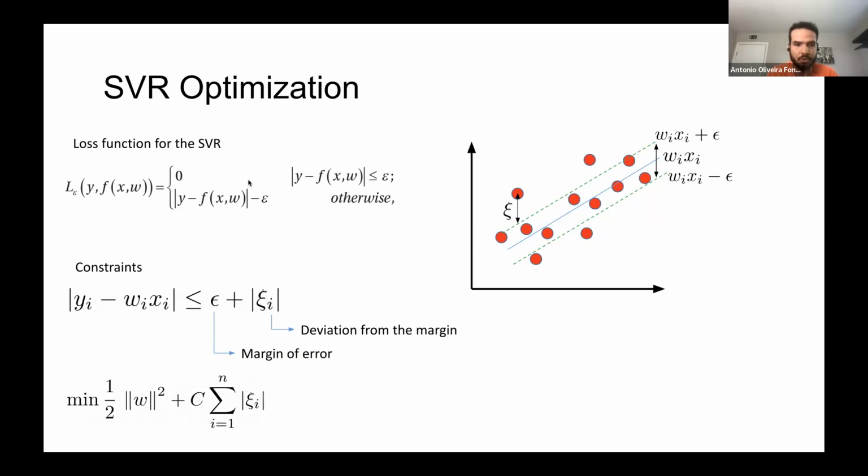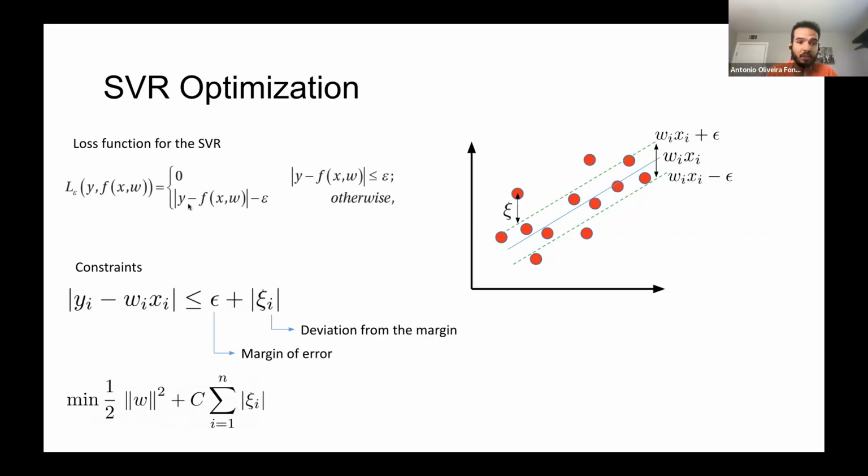Such that, for example, if the difference between the true value of the point, which would be the y-axis here, and my estimate of the position of that point is within the boundaries of this margin, which here are defined by this epsilon, right? This should be an epsilon. I messed up this symbol here. The loss is zero. So if it's inside the margin, the loss is zero.